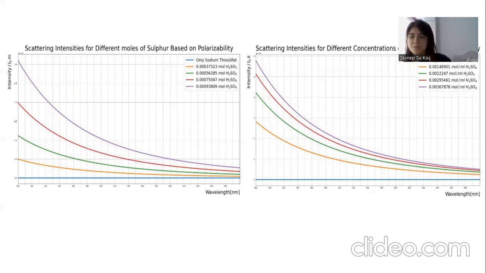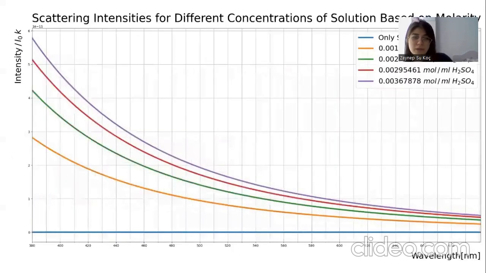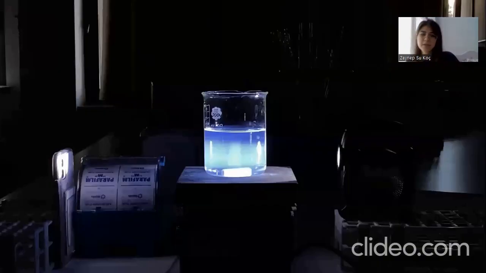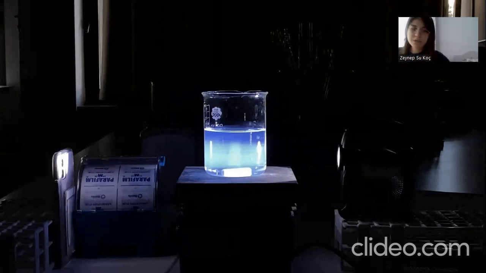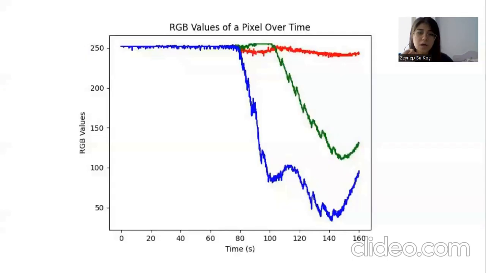This is our theoretical expectation, and the same plots, and the results we get, as we predicted, it was bluish as the reaction started. And then in time, the orange and reddish parts also appeared. And we obtained some plots with RGB values. We obtained them with a Python code.